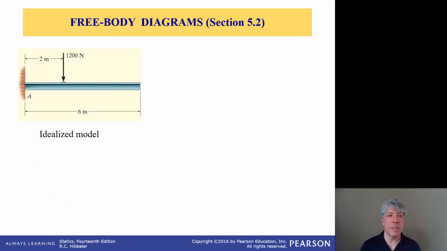So here's an idealized model of a beam, and it's simplified because we don't have all of the information about the beam. For example, how tall is the beam? Who knows? It doesn't really matter. We know how long the beam is. We don't know exactly what the details of the cross-section of the beam are.